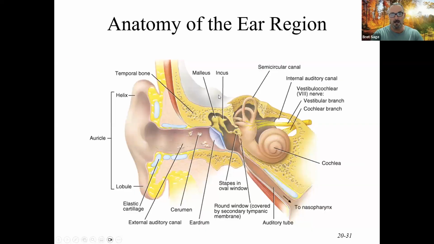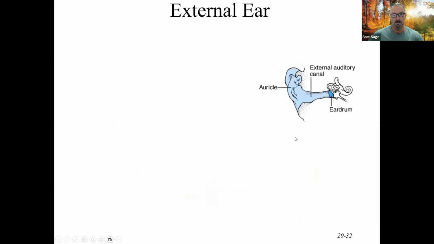Okay, moving on to the ear. All right, the ear is another special sense. This shows you the basic anatomy. You have your external auditory canal, the middle ear, which contains the malleus, incus, and stapes, and your inner ear contains the cochlea and the semicircular canals.